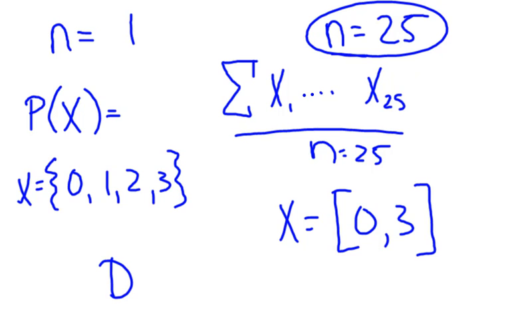So, discrete, continuous. Here's the difference. One random event, a bunch of random events, and I find the average. So this gives me discrete, and this gives me continuous. Let's look at an example.